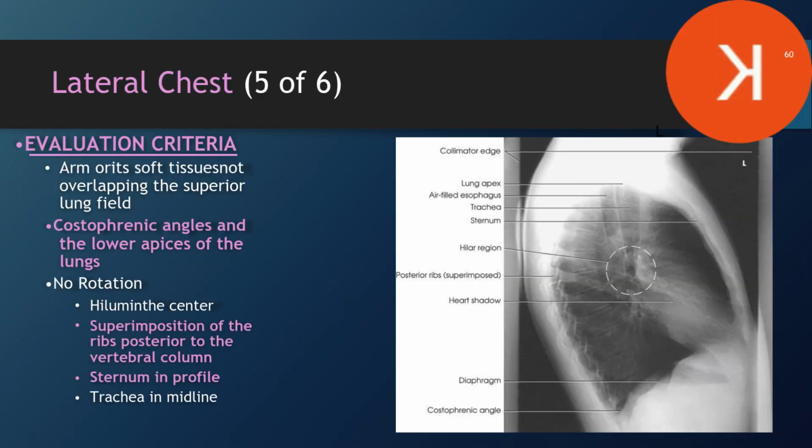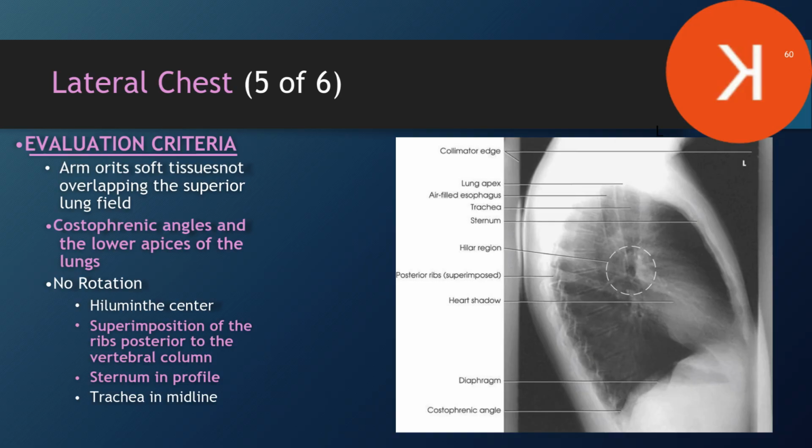Evaluation criteria for a lateral chest. The arm or its soft tissue not overlapping the superior lung field. Then we have the costophrenic angles and the lower apices of the lungs. No rotation is shown, so the hilum is in the middle or the center. We have the superimposition of the ribs posterior to the vertebral column. Sternum will be in profile and the trachea would be in the midline.